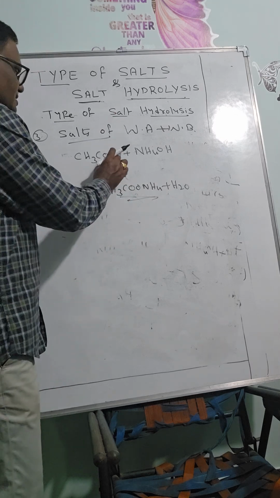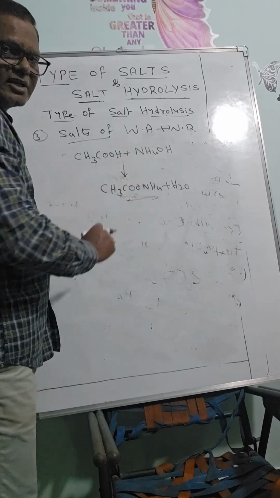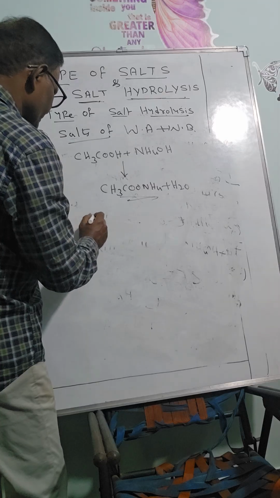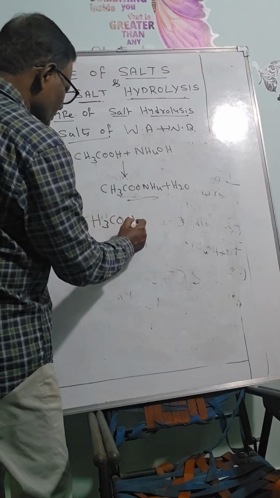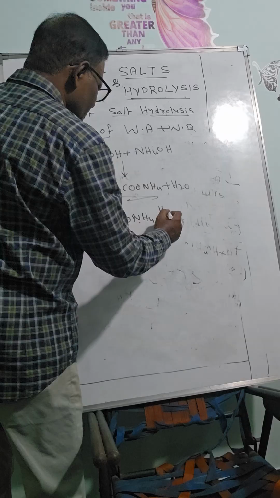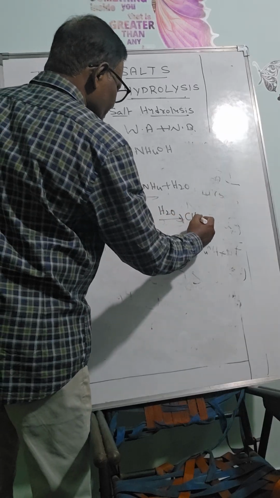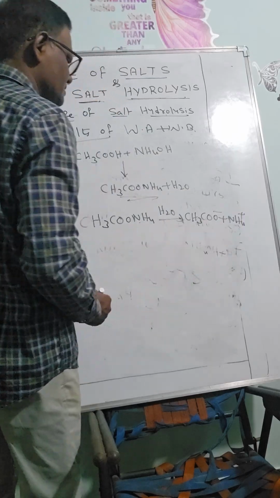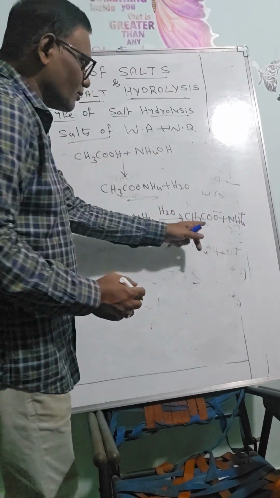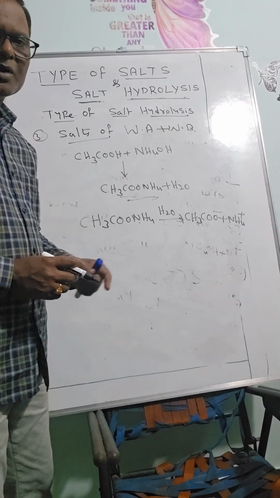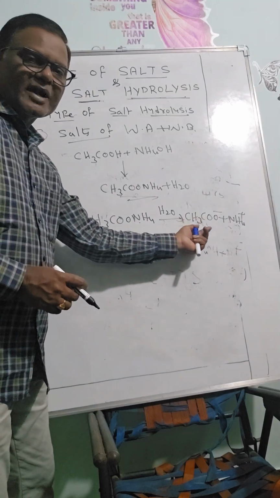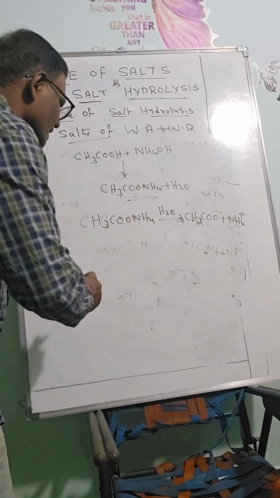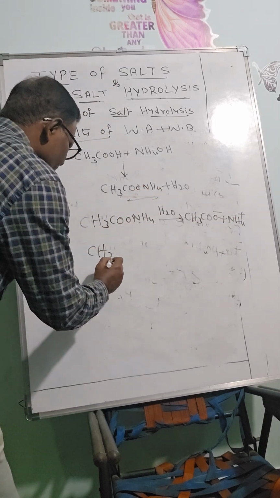Weak acids and weak bases undergo partial ionization. If this salt, CH3COONH4, is dissolved in water, what ions do we get? CH3COO- and NH4+. Both ions undergo hydrolysis. Why? Because the acetate ion is obtained from a weak acid, and the ammonium ion is obtained from a weak base. Both ions undergo hydrolysis.